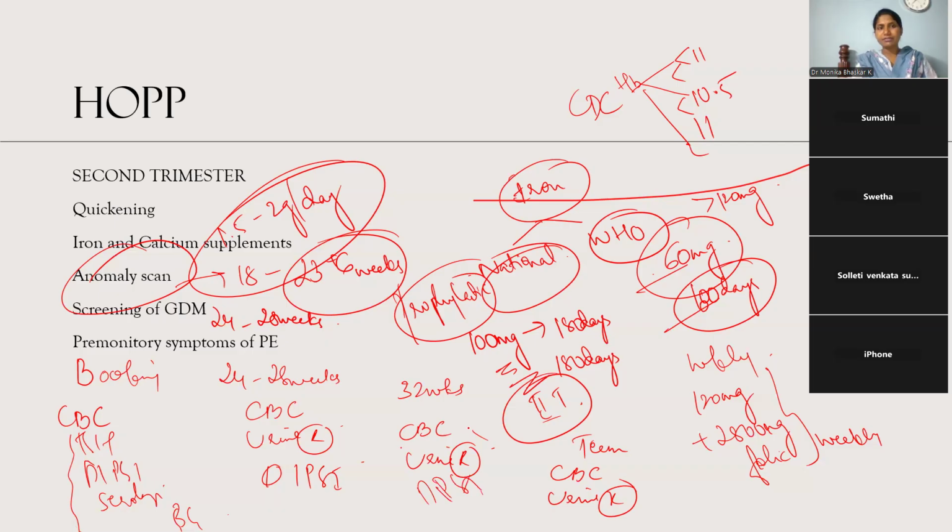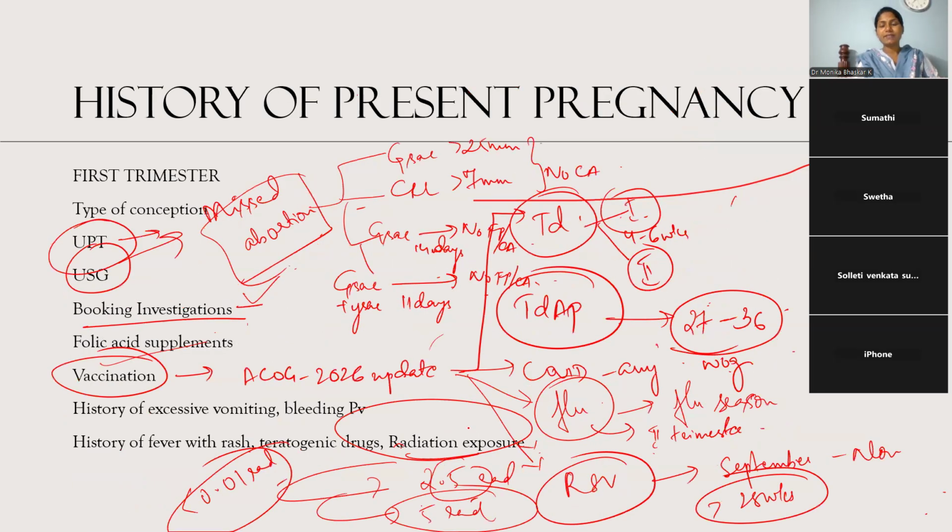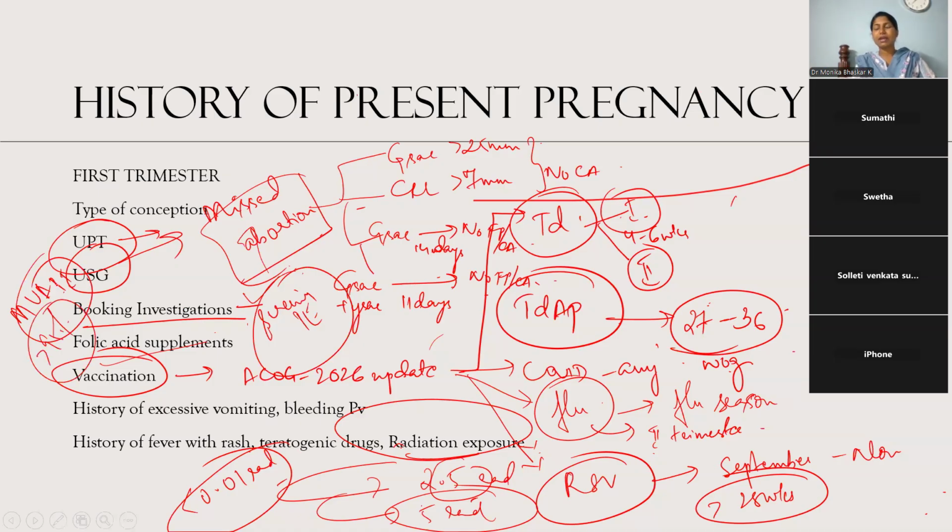And one important thing I forgot to tell you, during booking investigation, we have to also do screening for preeclampsia. So screening for preeclampsia is done by doing a mean uterine artery PI. And if it is more than 95th centile, we have to tell that it is a high risk for preeclampsia. So there are two important modalities.